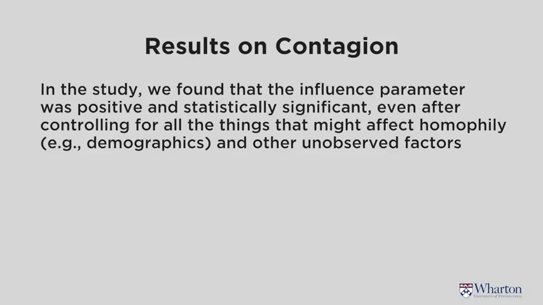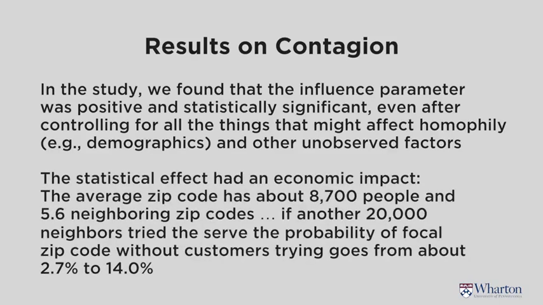But after doing that, we found there was still a persistent effect of this so-called contagion. And the contagion actually was very, very powerful and very, very helpful to the company or to any e-commerce company. And we actually computed from our statistical analysis what the effect was and how beneficial it could be for the firm. And I've put an example there for you on the slides. So it turns out in the United States that the average zip code has about 8,700 people, and it has about 5.6 neighboring zip codes. So that's just the fact of the data.